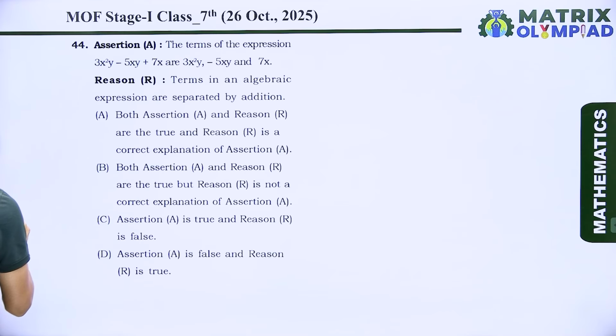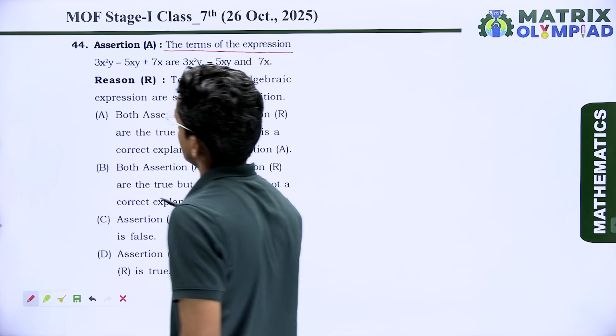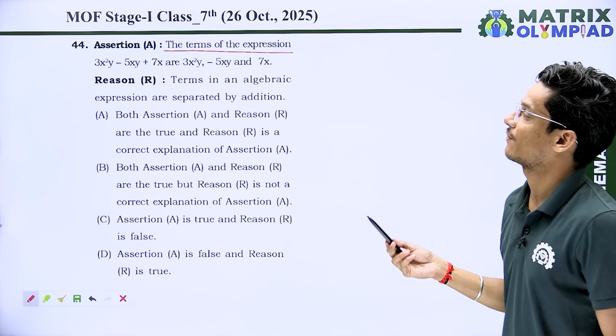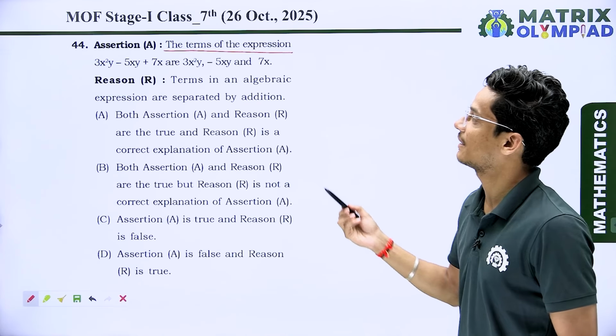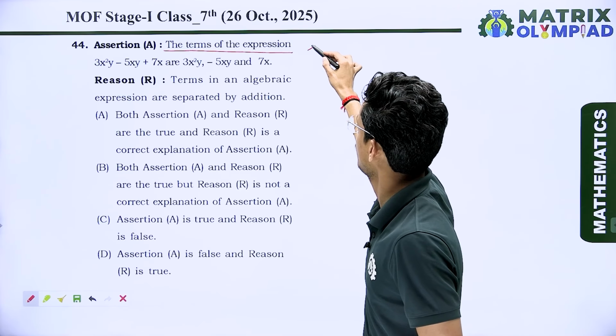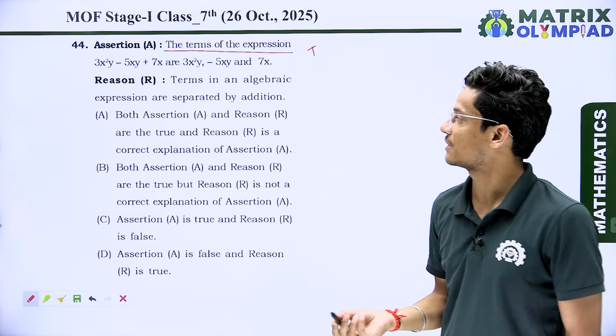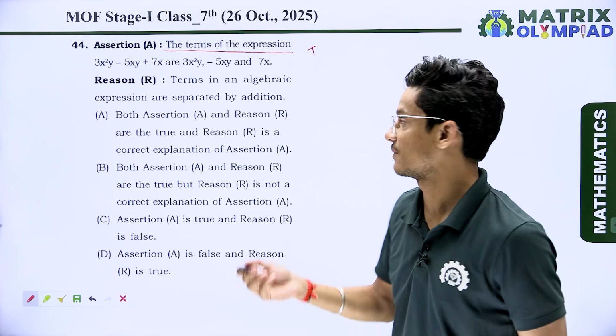So now if I talk about the next question, here we have an assertion, that is, the terms of the expression 3x square y minus 5xy plus 7x are 3x square y, minus 5xy and 7x. Yes, this one is true. And the reason is, terms in an algebraic expression are separated by addition. Yes, this one is also true.